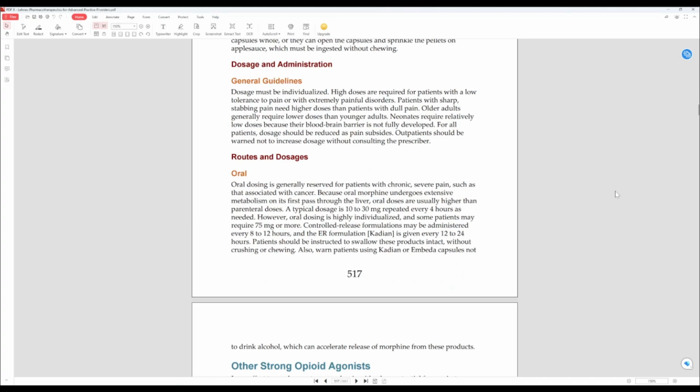Dosage must be individualized. High doses are required for patients with a low tolerance to pain or with extremely painful disorders. Patients with sharp stabbing pain need a higher dose than patients with dull pain. Older adults generally require a lower dose than the younger adult. Neonates require relatively low doses, again because their blood-brain barrier isn't fully developed. For all patients, dosage should be reduced as pain subsides. Outpatients should be warned not to increase dosage without consulting their prescriber.